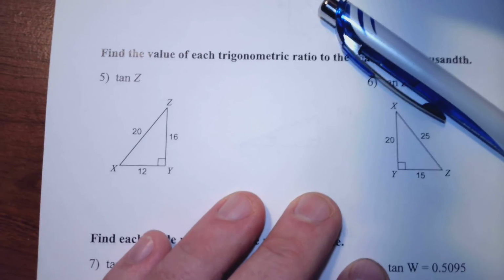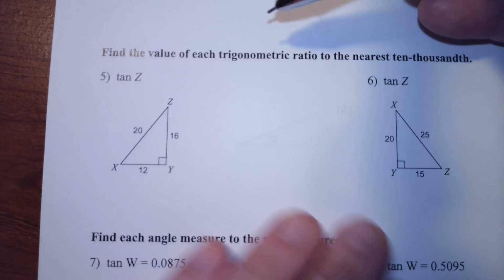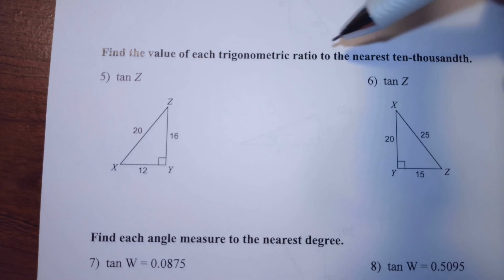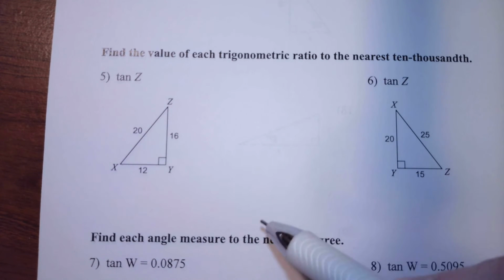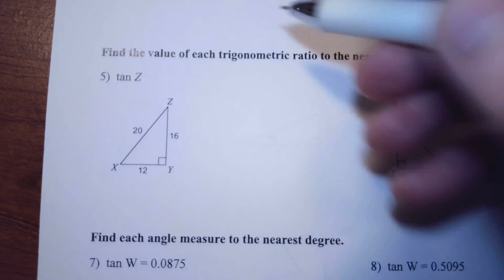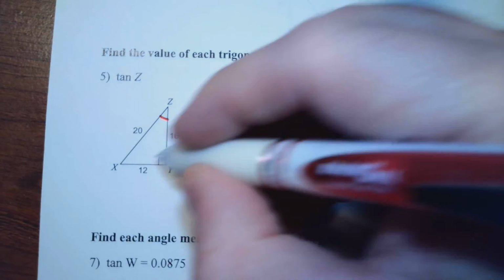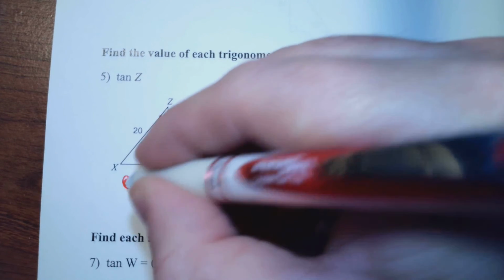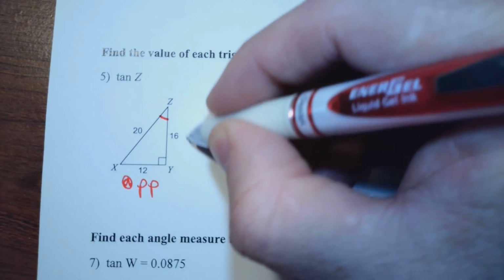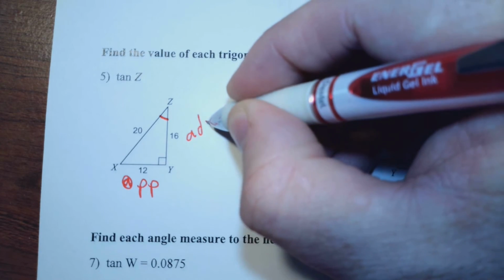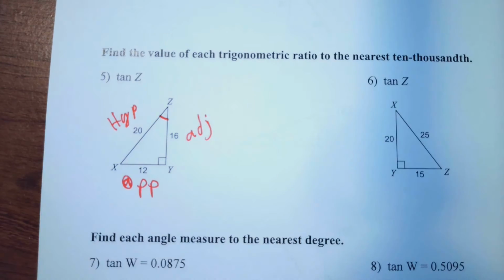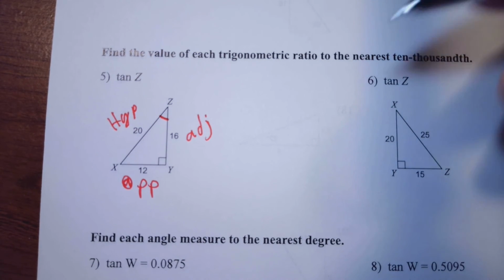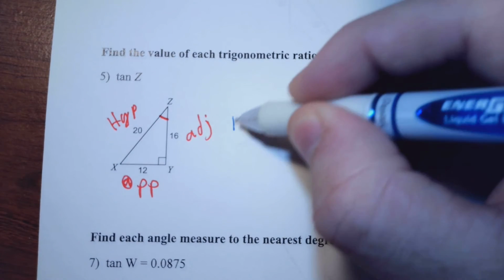Okay, moving down to 5. It says find the value of each trigonometric ratio to the nearest 10,000ths. That's 4 decimal places. That's what we do in trigonometry. So tangent z. I need to figure out which angle it is. Here we go. So that would be opposite. This would be adjacent. And we're not using the hypotenuse with any of this because we're just using tangent. So this would be 12 over 16.